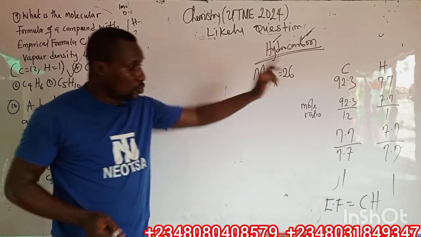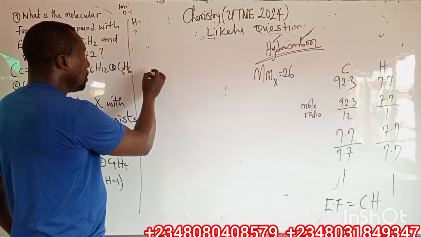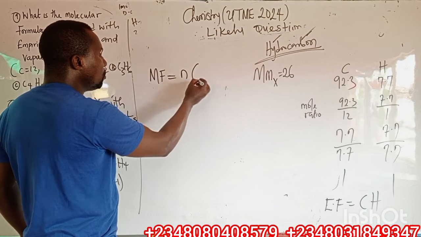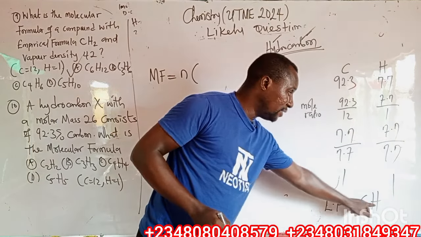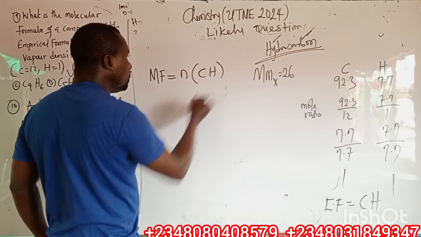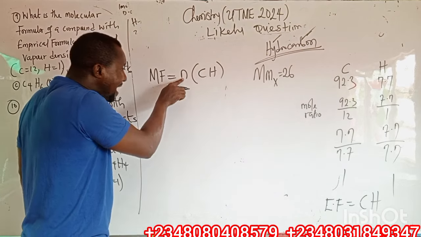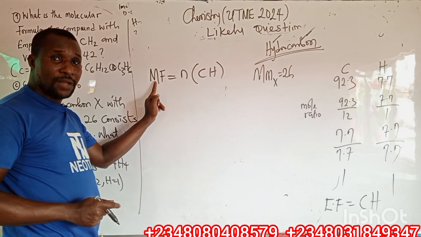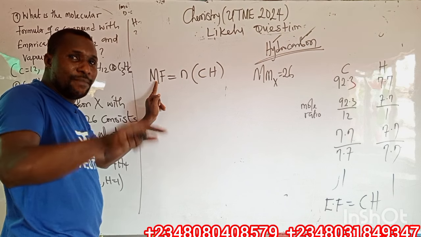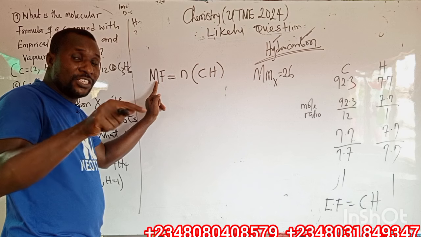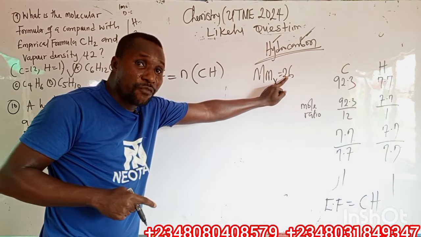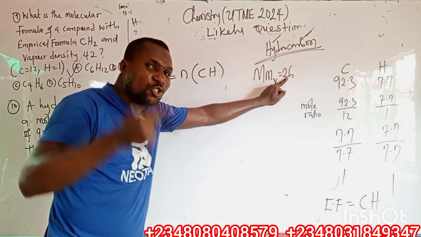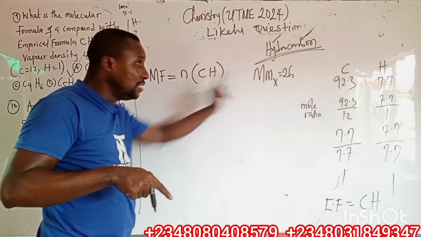Since the molecular mass is 26, the molecular formula equals n times the empirical formula. What is the empirical formula? CH. For me to get the molecular formula, I need to get n, and the molecular mass is given as 26. The sum of the masses of all the elements in the actual formula of the compound, which is the molecular formula, is 26.